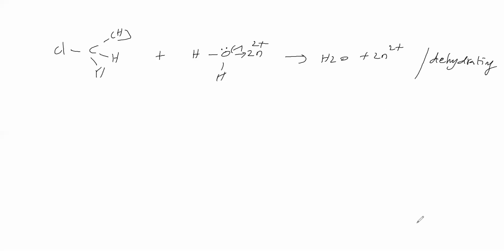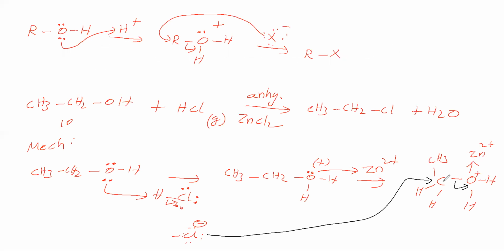Because of this Zn2+, the bond between this carbon and oxygen becomes weak. That means the bonding electron cloud goes towards oxygen. Therefore, less electron cloud is present in the bond, so the bond becomes weak and easily breaks. So this Zn2+ makes this bond break easily.